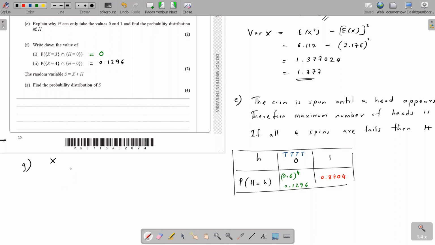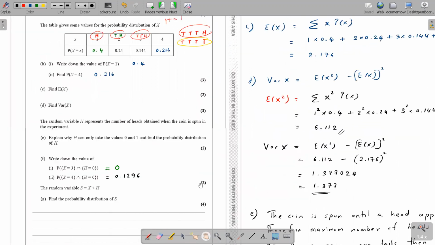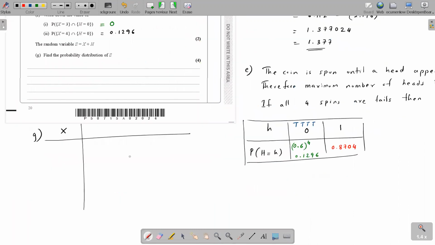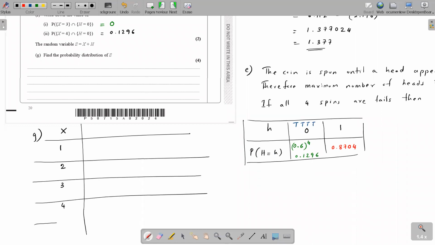Now what are the X values we have? Make a table. What are the X values we have, children? 1, 2, 3, 4. You have X value 1, X value 2, X value 3, X value 4, right? So when X is 1, make a table. That's the best way to go here. When X is 1, what does it mean? To get one spin means a head, directly a head, right?